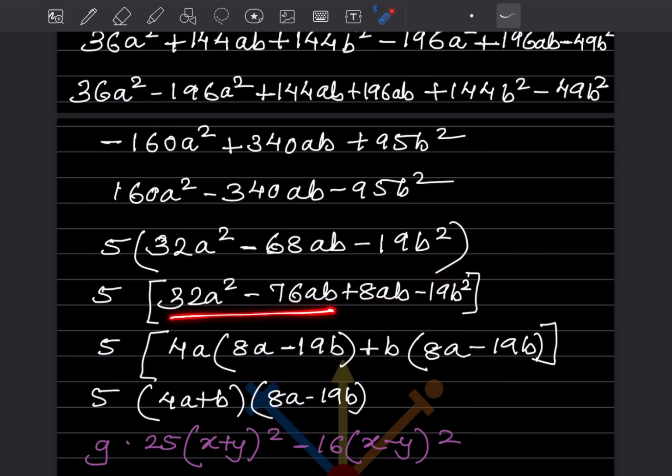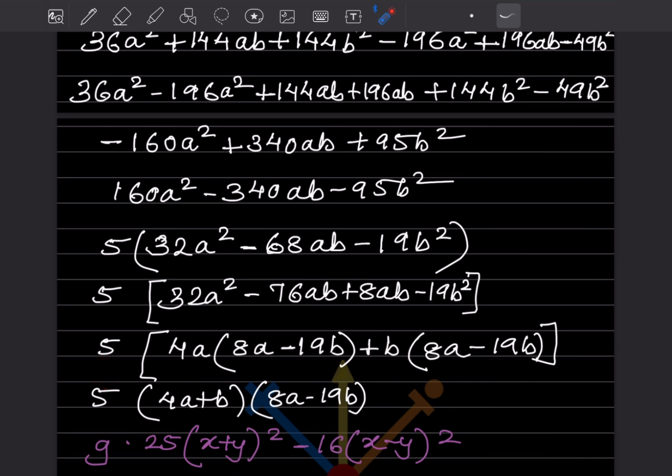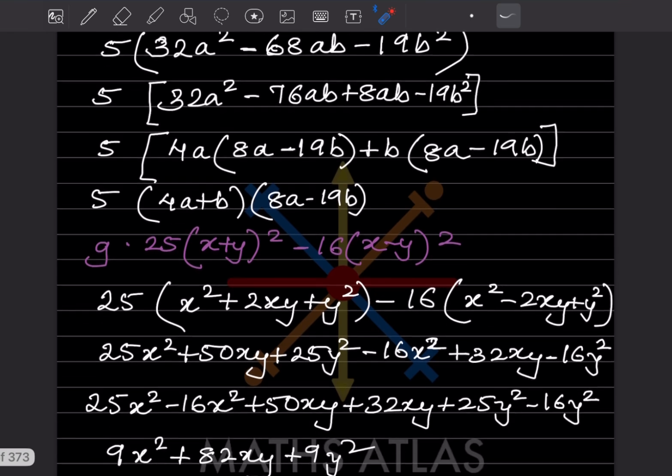Now we will take this 2 together. We will group it and this 2 together. From the first one, we can take 4A common. So in the bracket remaining is 8A to make it 32A square. And this is 76, means it is going to be 19 for the 76AB. This plus as it is from this one, that is going to be B, and this will be 8A minus 19B. So this stays the same. Now for this one, it is going to be the same, and this will be 4A plus B. So this is the answer.